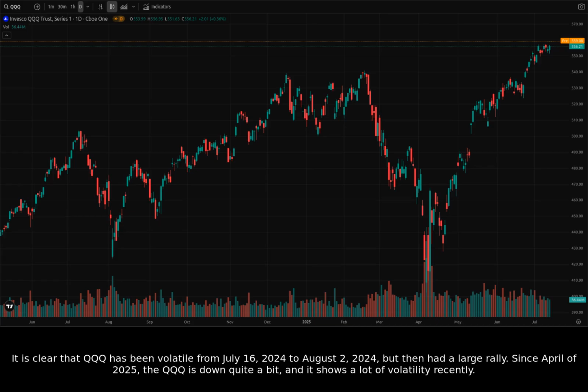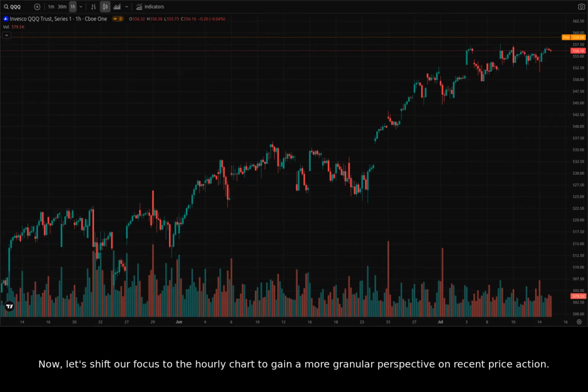It is clear that QQQ has been volatile from July 16, 2024 to August 2, 2024, but then had a large rally. Since April of 2025, the QQQ is down quite a bit, and it shows a lot of volatility recently. Now, let's shift our focus to the hourly chart to gain a more granular perspective on recent price action.